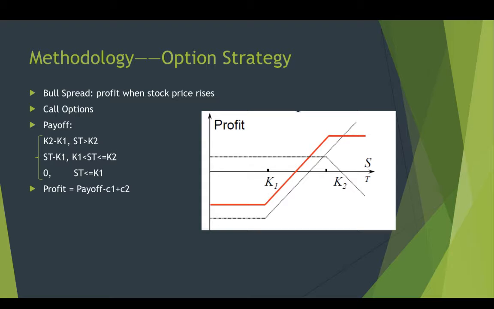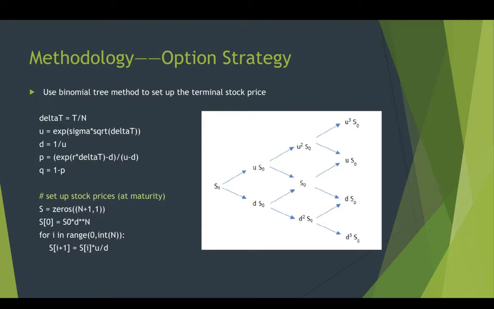And the profit is just the payoff minus the cost. Since we buy a C1 and sell a C2, we subtract C1 and add back C2. And here, before computing the option prices and the payoff of the strategy, we first compute the stock prices at maturity using binomial tree methods. The stock prices at maturity are the only prices needed for calculating a European option. Here, we store all the prices at maturity in the matrix S.